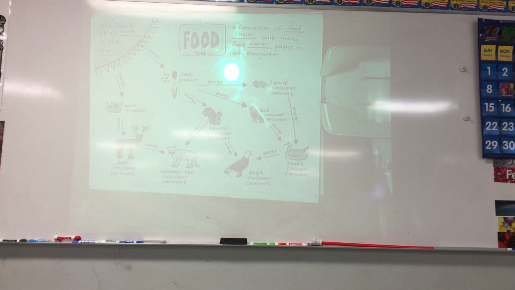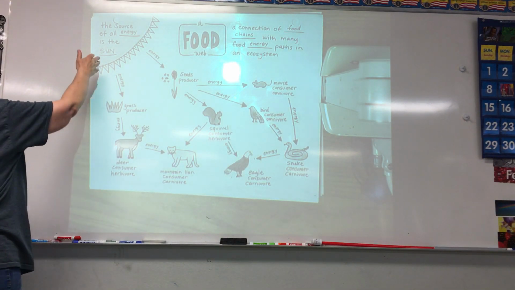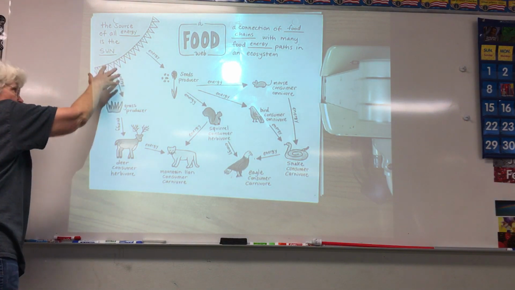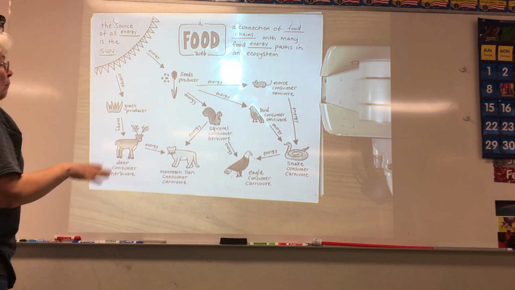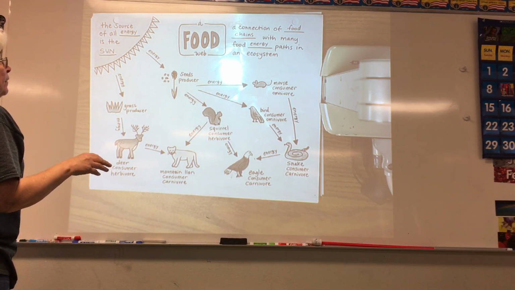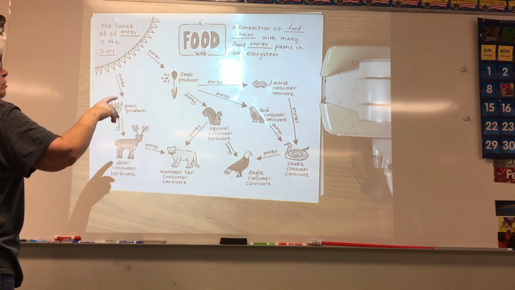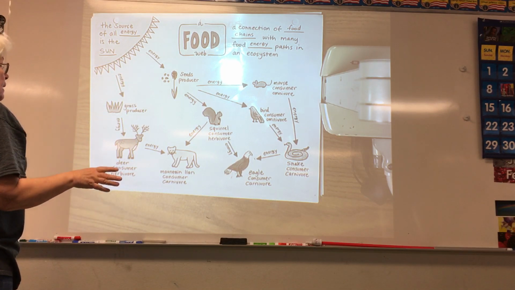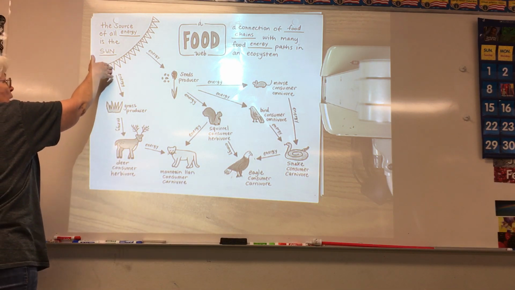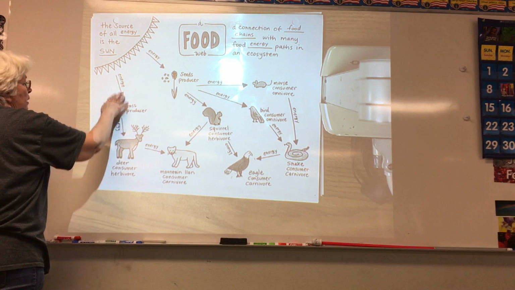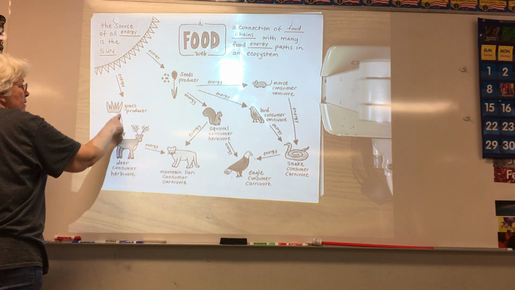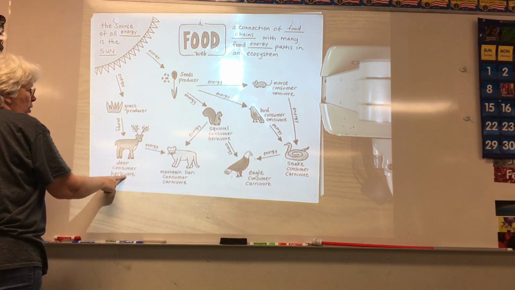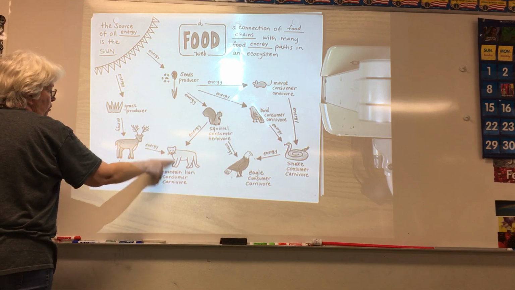We're going to start on the left-hand side, and once again, the thing I want you to remember is that the source of all energy is the sun. You've got to remember that. Now, this one is a couple of chains put together, and we'll follow one chain and then look at a different chain. A food web is a connection of food chains with many food energy paths in its ecosystem. So the sun comes down and, remember, follow the arrows, it's giving its energy to the grass. The grass gives its energy to a deer, and then the deer gives its energy to the mountain lion.